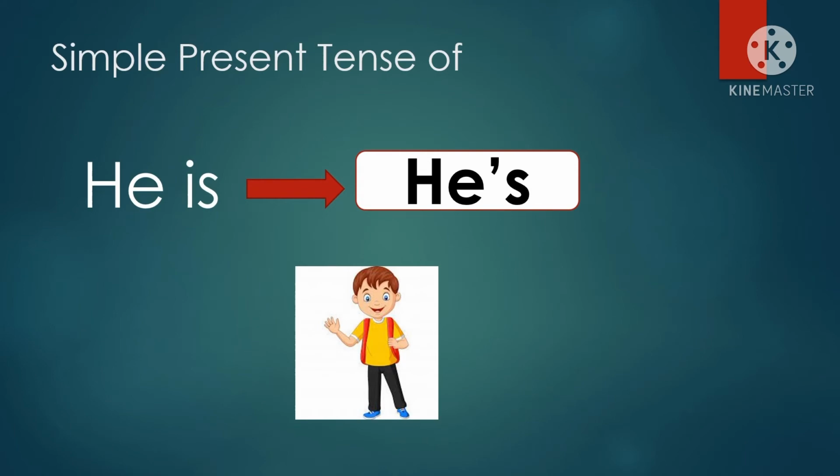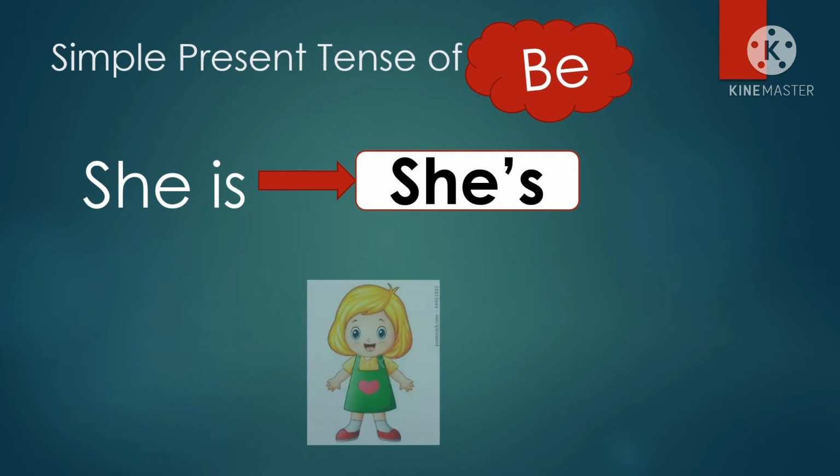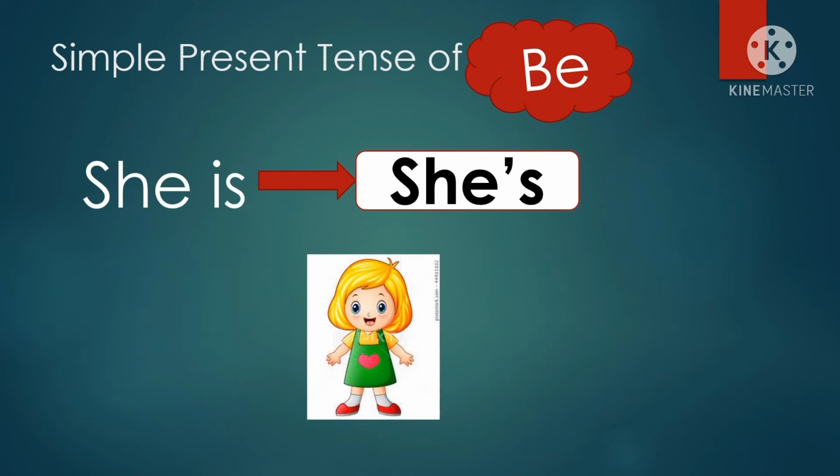Next, he is. We can write it as he's. Next, she is. We can write it as she's. This is for a girl. For one girl, we use she. So if we use she, the verb to be must be is. She is, she's.